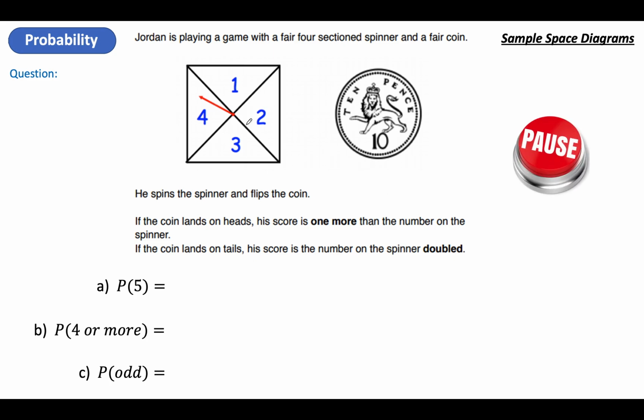This time we've got a spinner with 4 numbers on and a coin. We're going to spin the spinner, flip the coin. Now, here's the thing. If the coin lands on heads, his score is 1 more than the number on the spinner. You're going to add 1 to the spinner score, right? So we're still getting a number as our answer. If the coin lands on tails, the score on his spinner is doubled. So if it's heads, you just add 1 to it. If it's tails, you double the score. Okay? Remember, 2 events, 1 for the spinner, 1 for heads or tails. And then unpause when you've done that and you've done the probability questions.